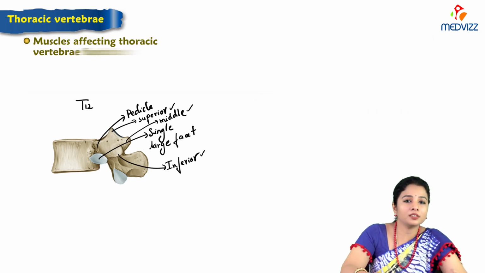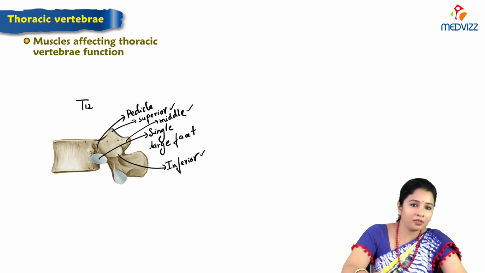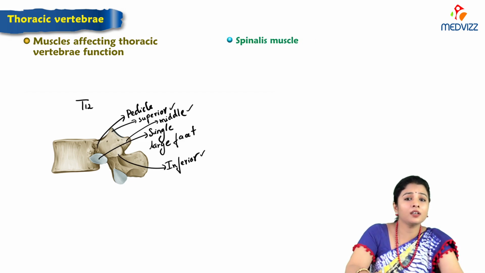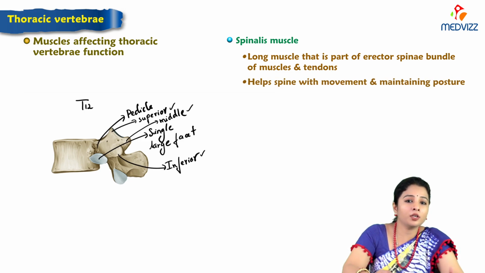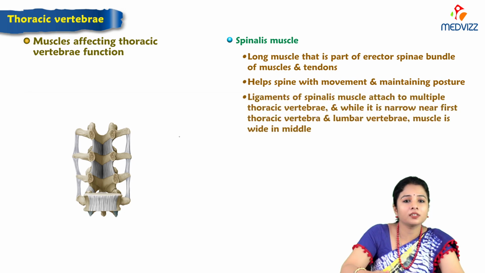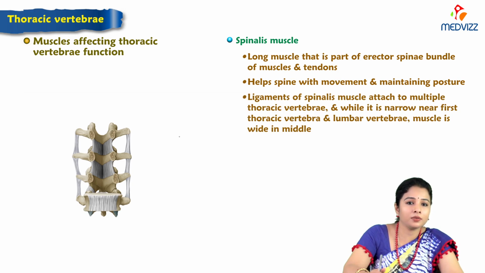Okay, let's see the muscles affecting the thoracic vertebral function. So the spinalis muscle is a long muscle that is a part of the erector spinae bundle of muscles and tendons which helps the spine with movement and also helps in maintaining posture. The ligaments of the spinalis muscle attach to multiple thoracic vertebrae, while it is narrow near the first thoracic vertebra and the lumbar vertebra, and the muscle is wide in the middle of the thoracic region.